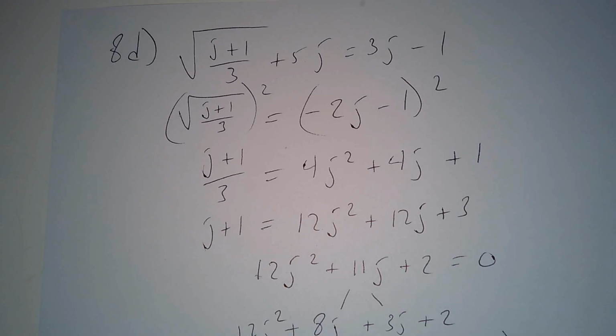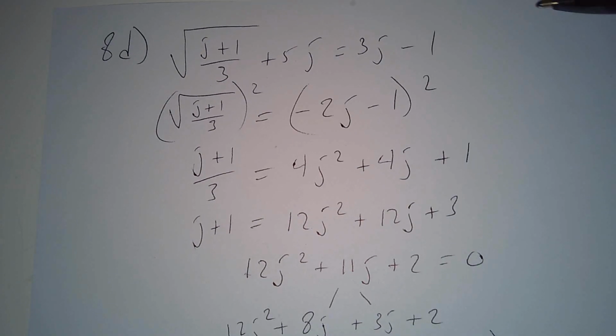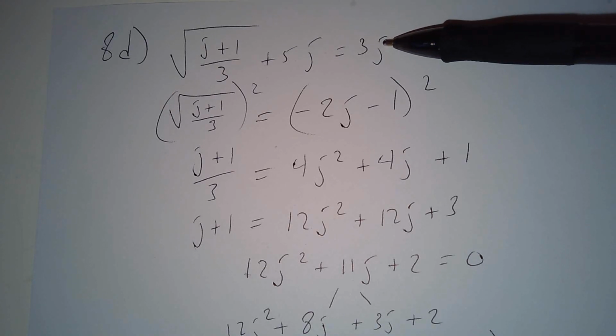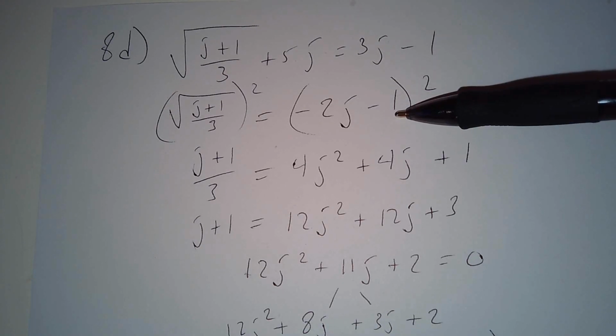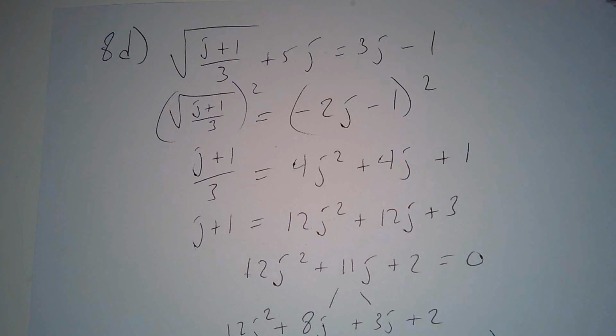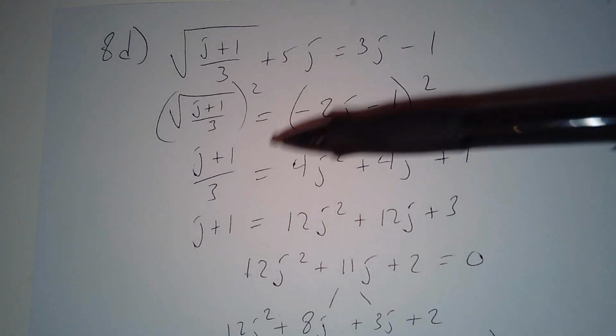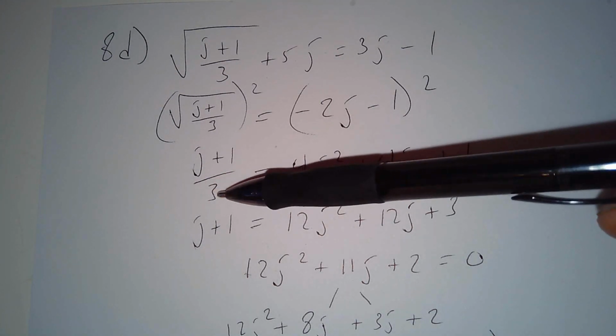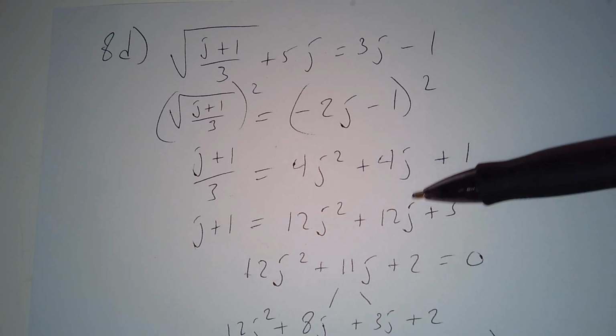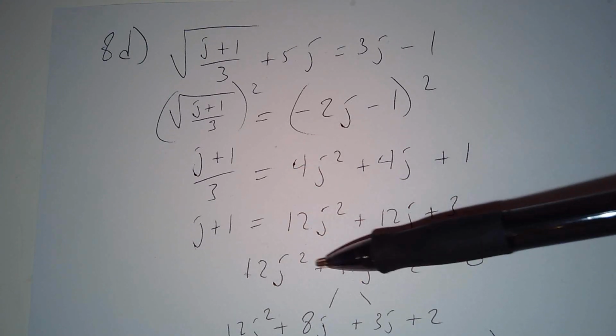Okay, 8D. This one, we want to move the 5j over to this side, so that's why it becomes negative 2j minus 1. We square both sides. And then you get j plus 1 over 3. So you want to get rid of that 3. You multiply everything by 3. Okay, and then you collect it all.